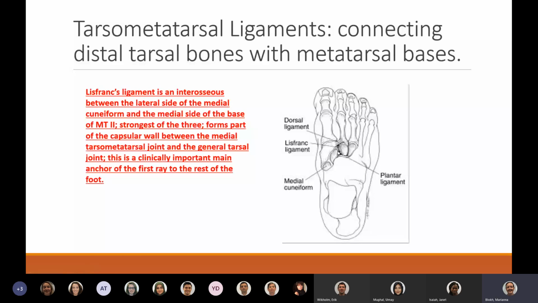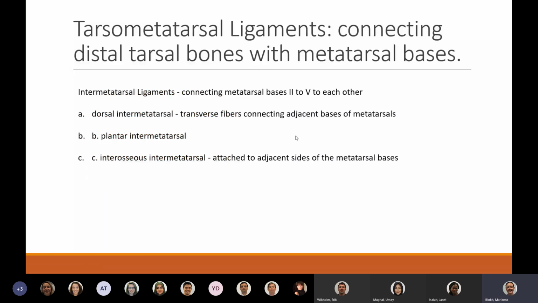It anchors the first ray to the rest of the foot. If it's broken, you're in trouble. You've got to fix it. It's urgent, not emergent, but urgent. Otherwise you're going to have instability.